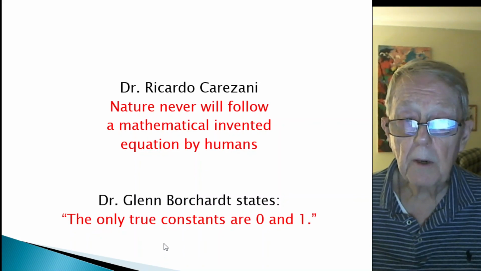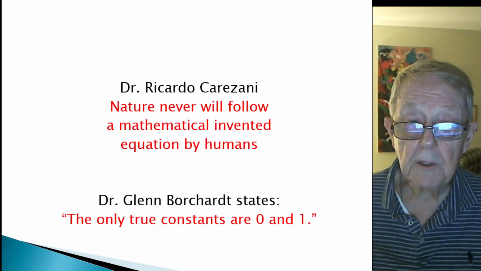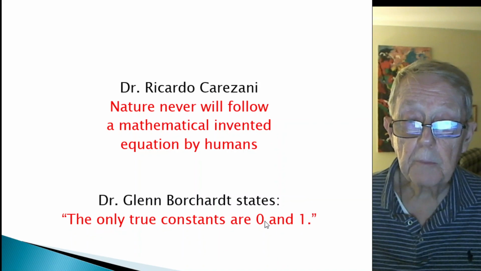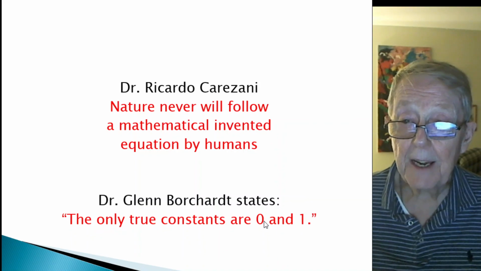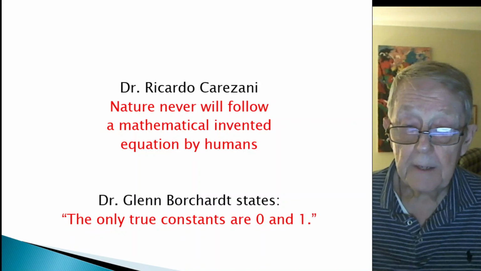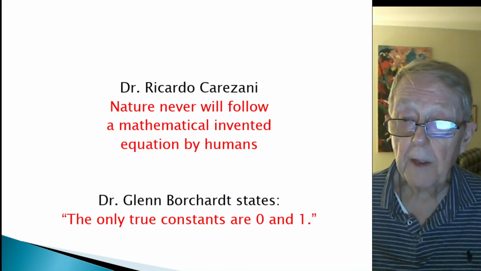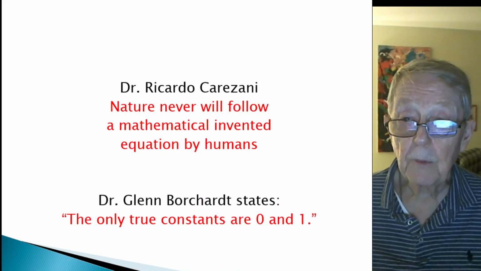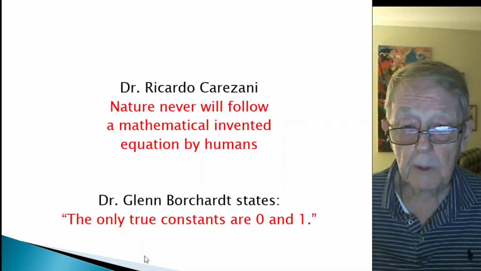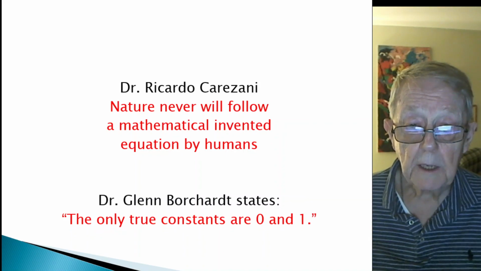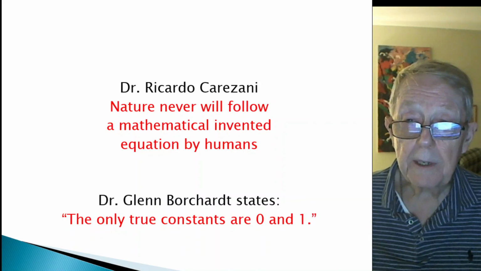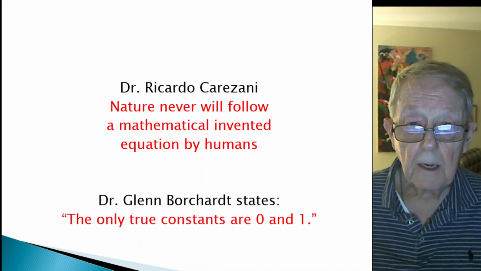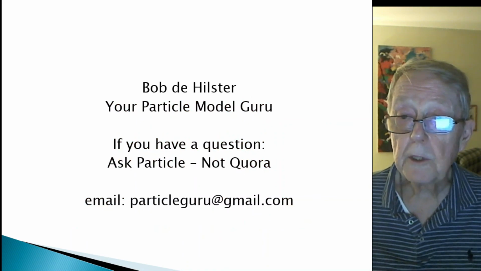And here's Glenn Borker's statement about constants. The only true constants are 0 and 1. His point is 0 means nothing, empty, zilch, nada, 1 meaning everything. He claims that all the rest of them are not really constants. And that's what my whole point here today is. Constants of proportionality that we talk about as constants can't be unless the equation is precise.